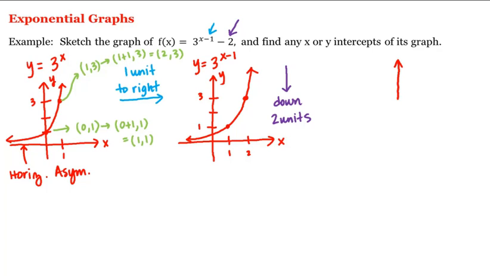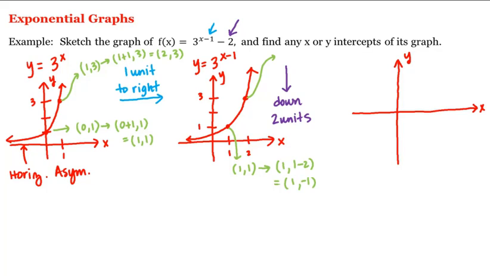So let's say this is the y-axis, and this is the x-axis. What is going to happen to this point here, 1, 1? It's going to move to 1, and then 1 minus 2, or 1, negative 1. And what's going to happen to this point here, this 2, 3? It's going to move to 2, 3 minus 2, or 2, 1.